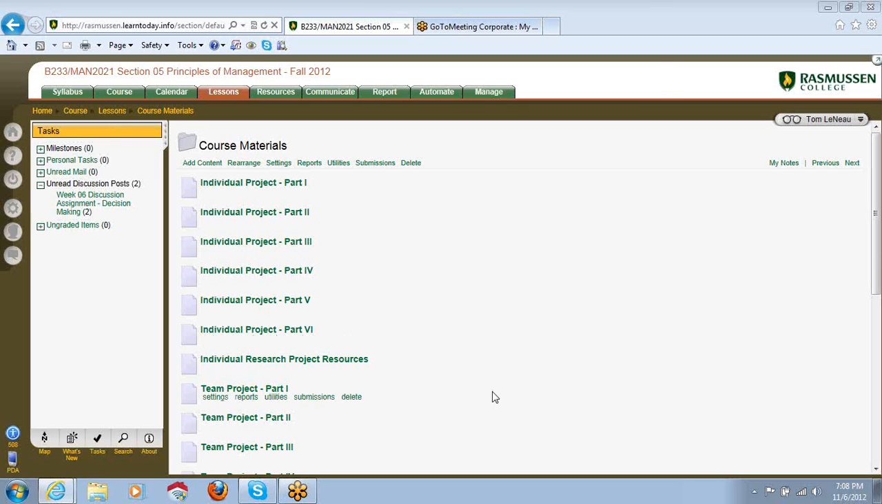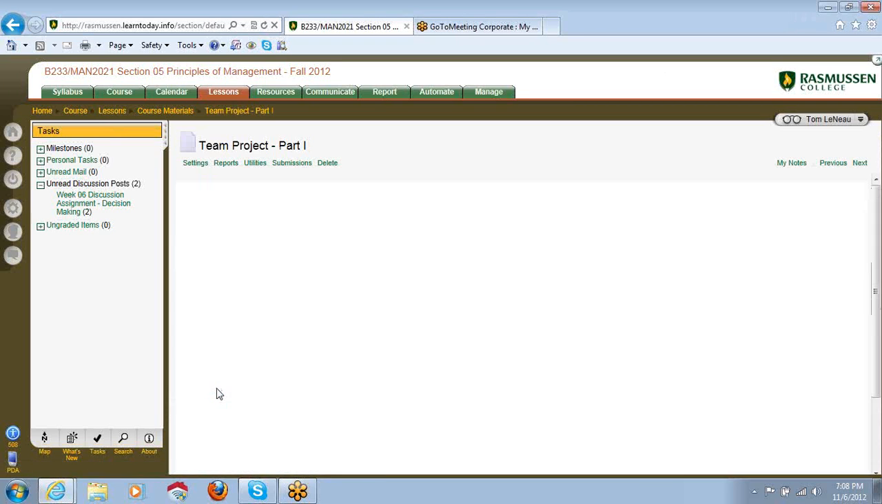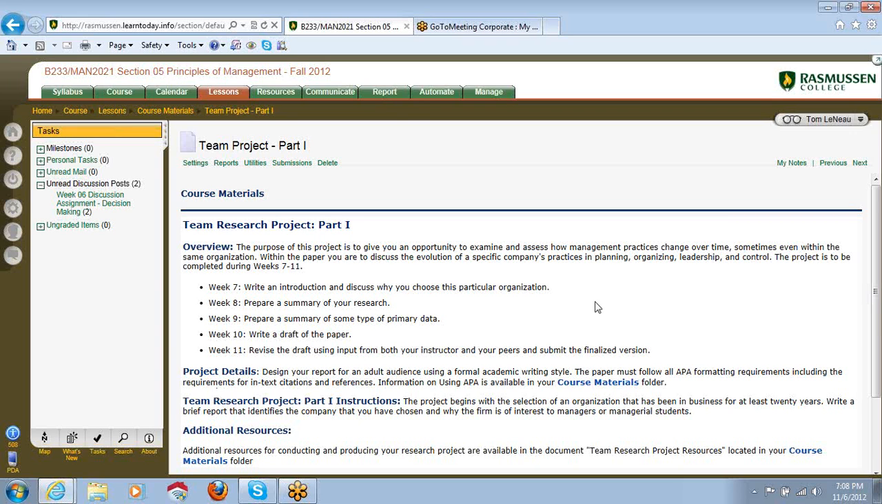Let me shift this back. I'm going to click on the thing that says Team Project Part 1. This project is different. I had some people a few weeks back that were pretty sure they already knew what this project was. This project is not the same as the individual project. The individual project was about teaching people about ethics and corporate social responsibility, CSR. This project is completely different. You really are going to go out and assess how management practices have changed over time. And what you're going to end up doing is you're going to pick a company, you'll see in week 1, you're going to pick a company and look at how its management has changed over time.